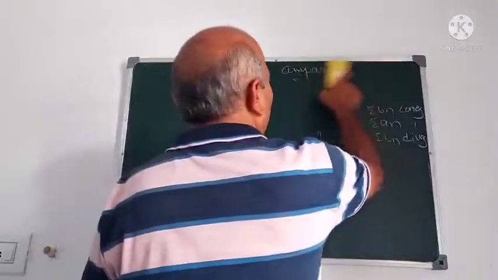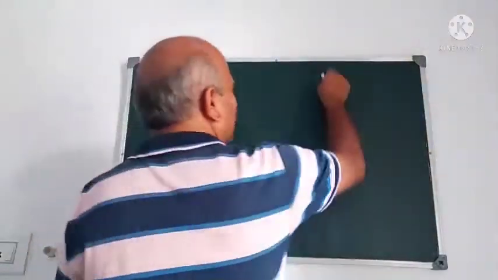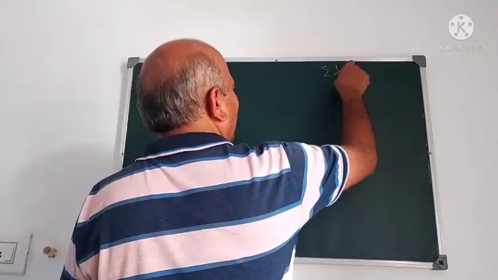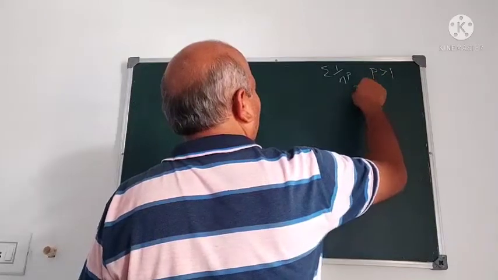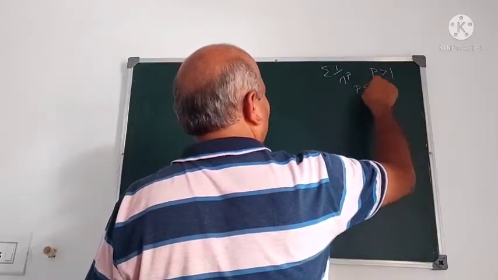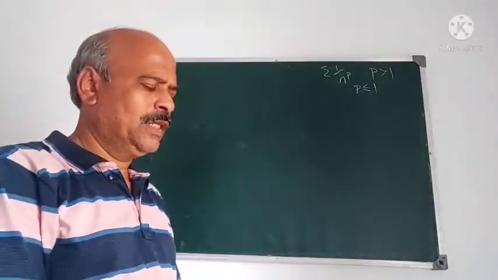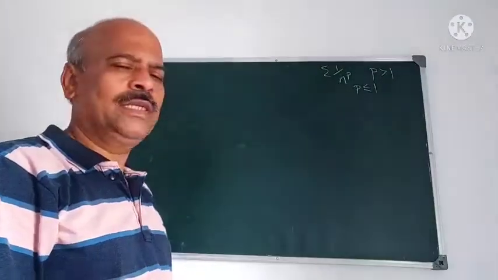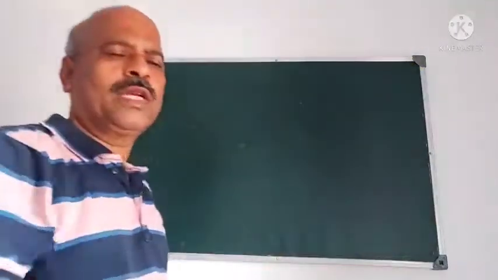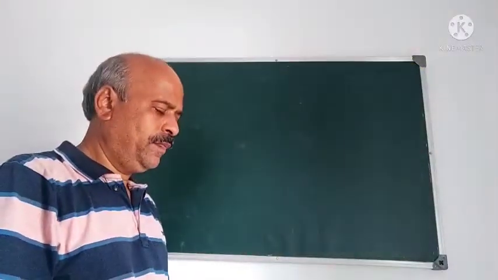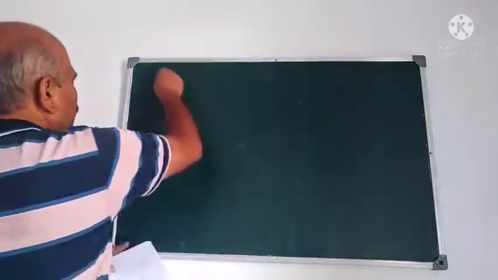And one more important thing is the auxiliary series or P series test. What does this say? Sigma 1 upon n raised to p converges if p is greater than 1 and diverges if p is less than or equal to 1. That is P series, and using comparison test and P series we can solve many problems. And take this problem now.